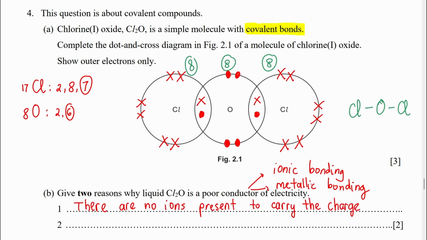And metallic bonding, what is the main characteristic? Why can metallic bonding conduct electricity? Because there are mobile electrons, right? So you can say there are no mobile electrons to carry the charge. So covalent bonds do not contain ions, which are positive and negative ions, and also do not contain free moving electrons, or we can say no mobile electrons to carry the charge.